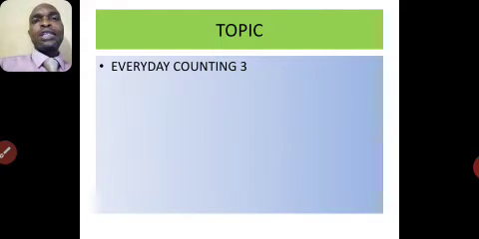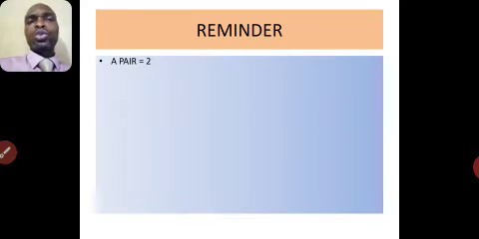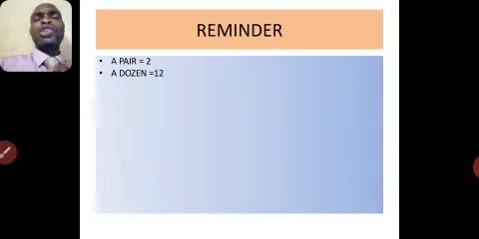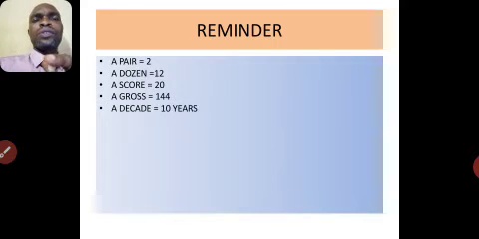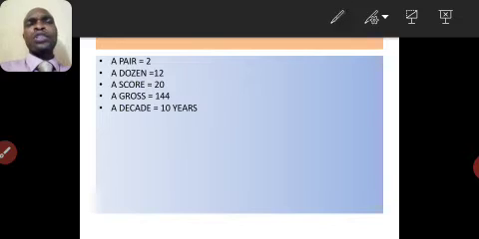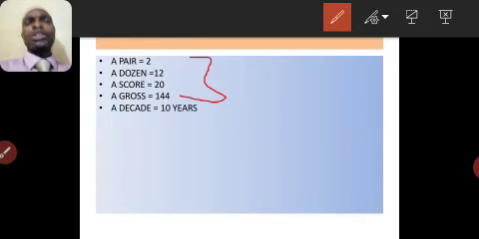We are still on the topic everyday counting, and let's quickly remind ourselves of some of the values we've been making use of. We said a pair is 2, a dozen is 12, a score is 20, a gross is 144, a decade is 10 years.